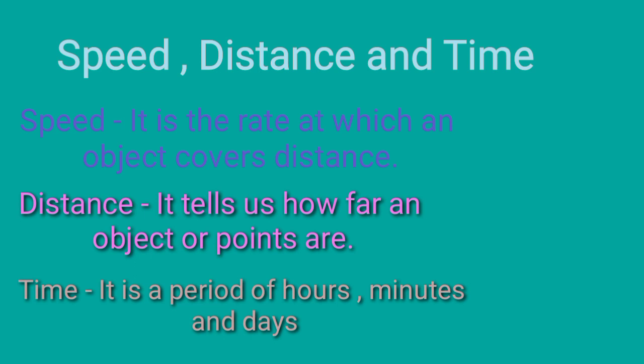Now the third thing is time. What is time? It is a period of hours, minutes and days. We know hours, minutes and days. So these are the only things that come in time. So now you are clear with these three things: speed, distance and time.